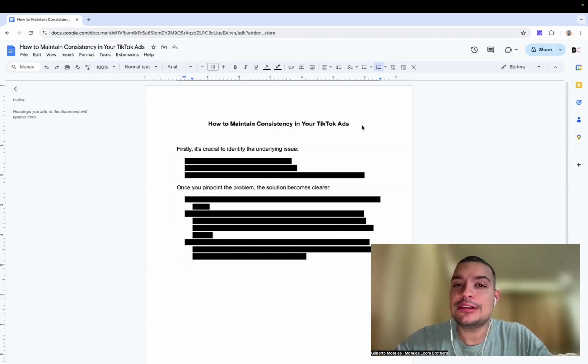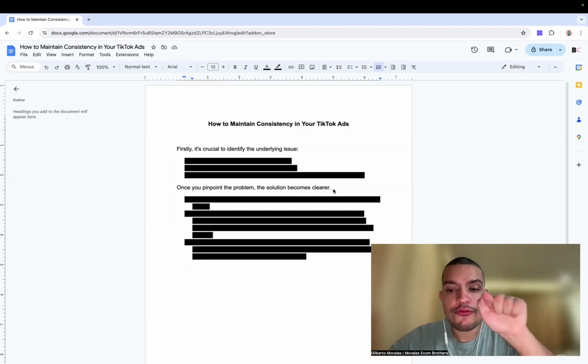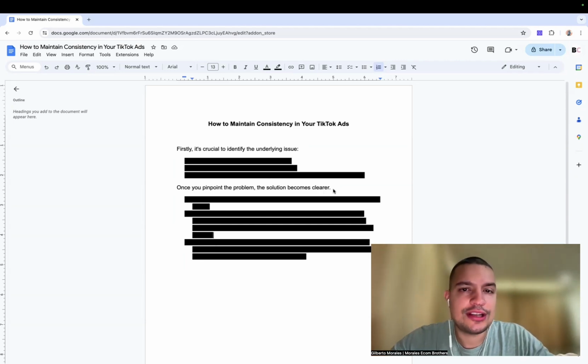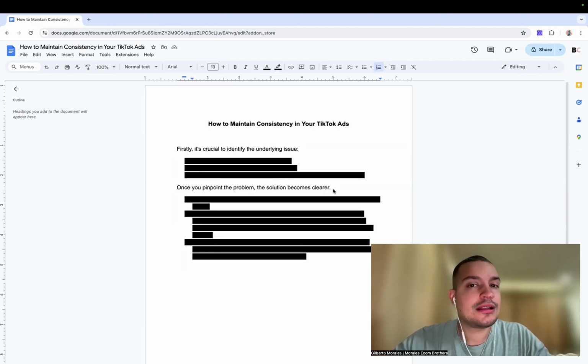So the first thing that we will need to focus on is that it's crucial to identify the underlying issue. So what is the problem? We need to see what the problem is. Once you pinpoint the problem, the solution becomes clear. Let's say you know what the problem is and you know how to put a finger on it, then how can you resolve it? And you will understand how to resolve your problem. So we're going to look at how to identify your problem and how to solve it, because a lot of people just try a bunch of different things, but they don't take the time to analyze what the problem is.